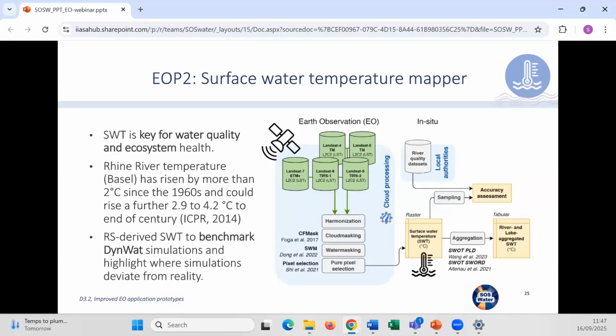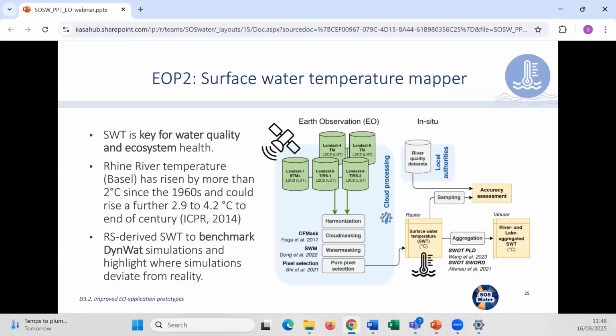I would like to present a second prototype we developed as part of the SOS-Water Project. This is a surface water temperature mapper. Surface water temperature is a key water quality and ecosystem health indicator. As you can imagine, higher water temperature means that habitat suitability goes down, and it can also increase algal activity, or produce algal blooms.